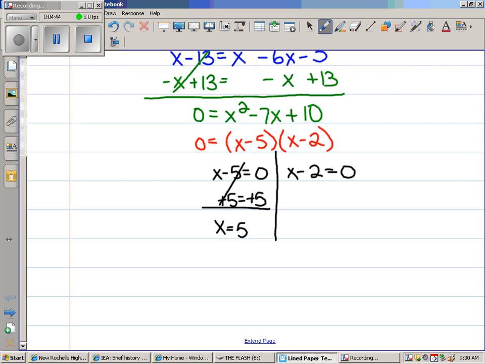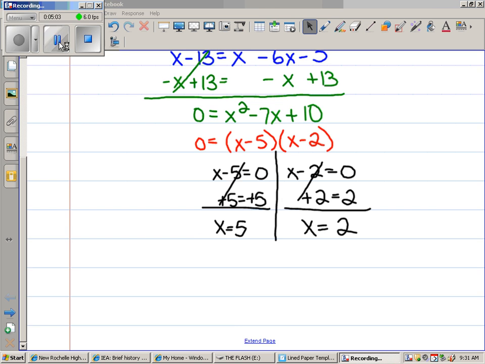X equals 5. That's 1. Whoops. Sorry about that. I do not want to put a square around it. And then finally, cross it off. X equals, whoa, x equals 2. Nice. Look at that.